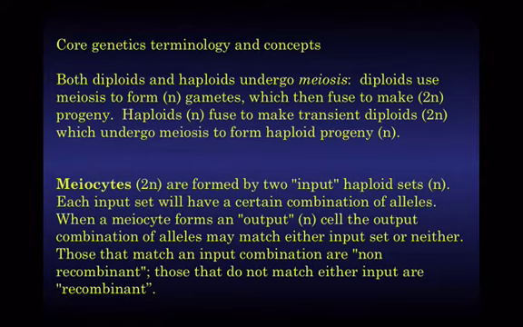There are 2 input haploid sets that go into any meiocyte. Each input set will have a certain combination of alleles. When a meiocyte forms output or N haploid sets, those output sets of alleles may or may not match the 2 input sets that went in. Those that match one of the input sets are said to be non-recombinant, and those that don't match either input set are said to be recombinant. And we'll talk more about that in future lectures.